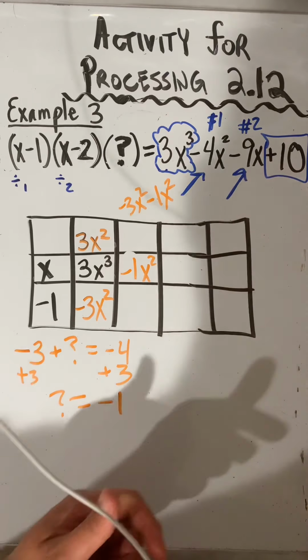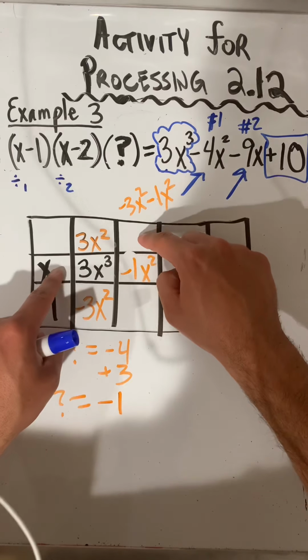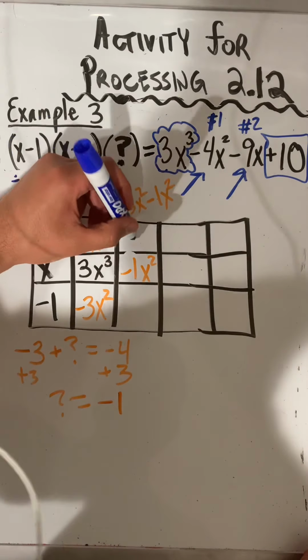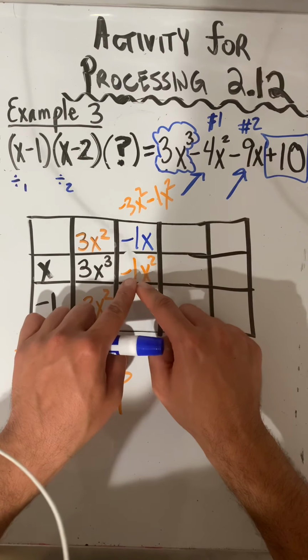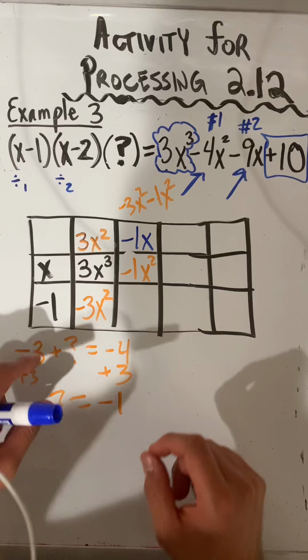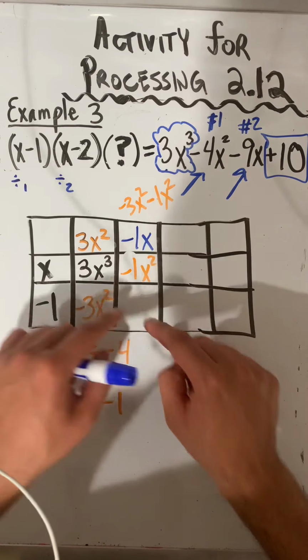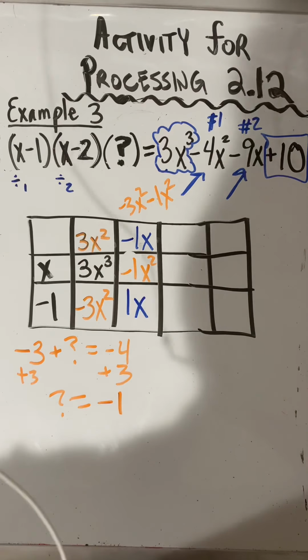Looking good. Okay. Now I'm going to repeat the process, start over. X times a mystery value gives me negative 1x squared. That's going to be negative 1x. X times negative 1x, negative 1x squared. Yes, looking good. Okay, now I'm going to multiply these outside values. Negative 1 times negative 1x, and that's 1x. All right, let's keep going.